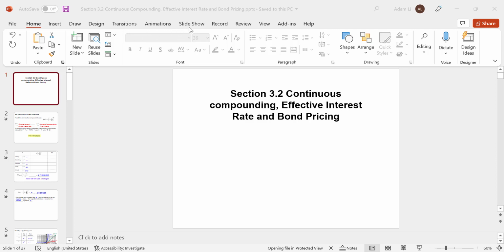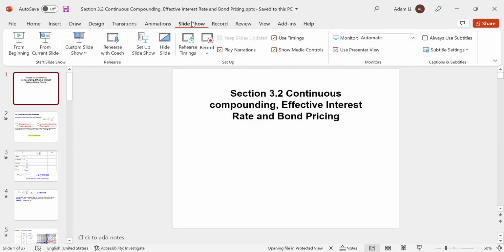Okay, let's move on to section 3.2. We're going to take a look at the continuous compounding, effective interest rate, and bond pricing. So we'll take a look at the continuous compounding first.